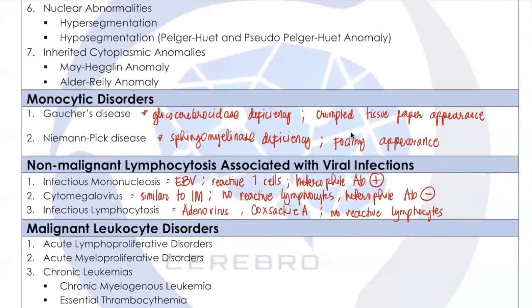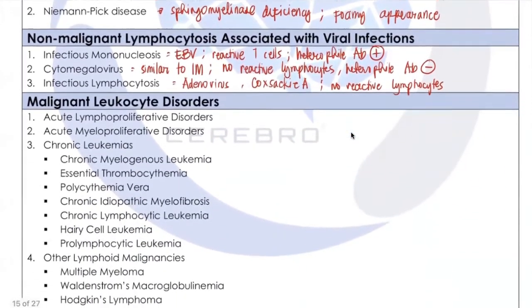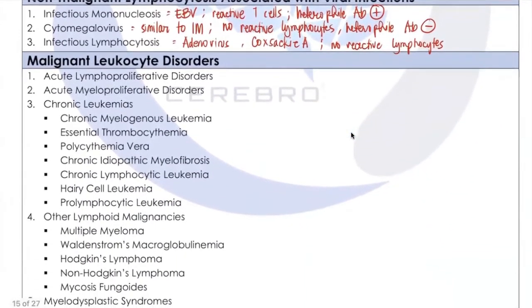The highlight of our discussion for this session are the malignant leukocyte disorders. So we have groups here: acute lymphoproliferative disorders, acute myeloproliferative disorders, the chronic leukemias, other lymphoid malignancies, and we have myelodysplastic syndromes. I'm going to discuss selected classifications only.